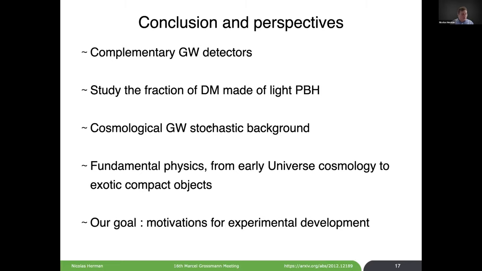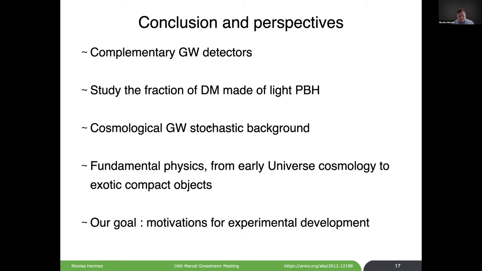Another perspective for this type of detector is maybe to highlight the cosmological gravitational wave stochastic background. It could be interesting, and maybe also to scope the cutoff frequency of the stochastic background. More generally, it could be useful for many fields in fundamental physics, for example early universe cosmology or exotic compact objects.